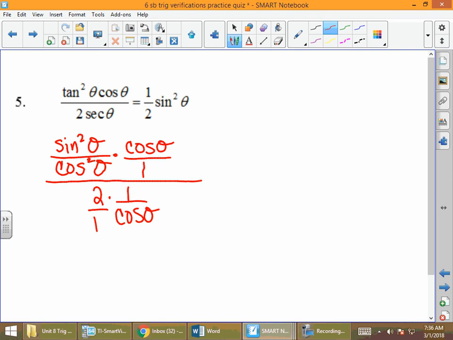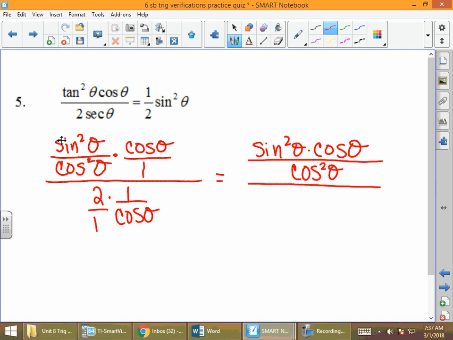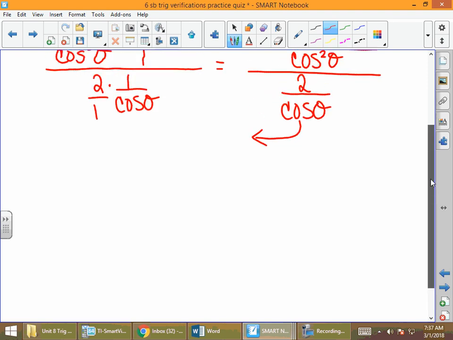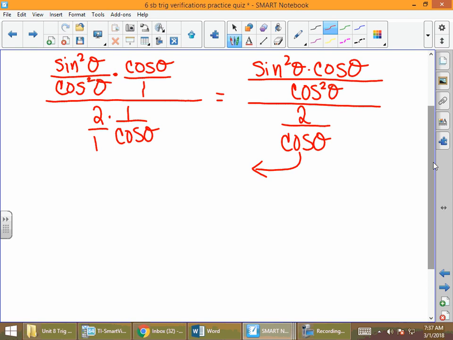So we can simplify that a little bit more here. And this is sine squared theta times cosine of theta. We multiply the tops together. We're multiplying the bottoms together. And then down here in the denominator, we have 2 divided by cosine of theta. Well, we're going to simplify a little bit more. I know I tend to write out an extra step. I have no issue with that.